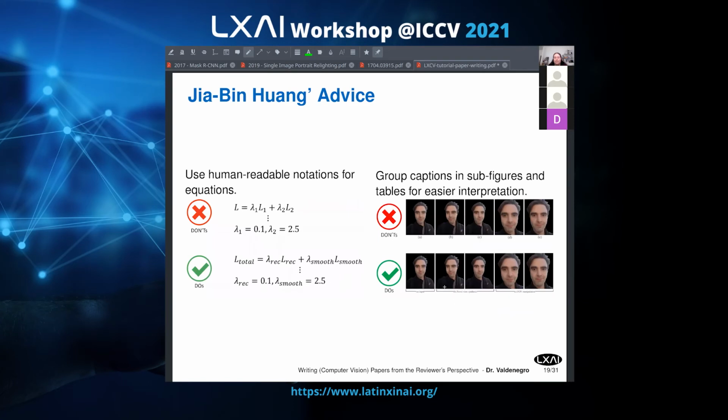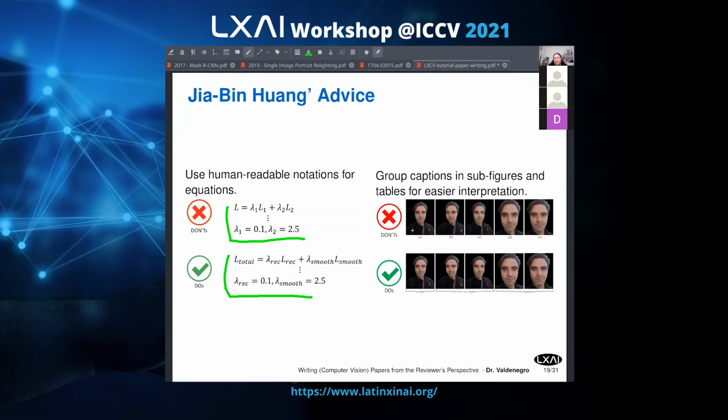Also, for equations, you should definitely try to use human readable notations. Like, for example, if you use 1, 2, it is okay in terms of mathematics, but it's not so understandable. But if you replace it, for example, by L total or lambda rec or lambda smooth, it's much easier to actually understand. So you see, this maybe sounds silly, or it's actually not so common. Like most of the top published papers, they do it, but when you begin writing papers, this is not so obvious.